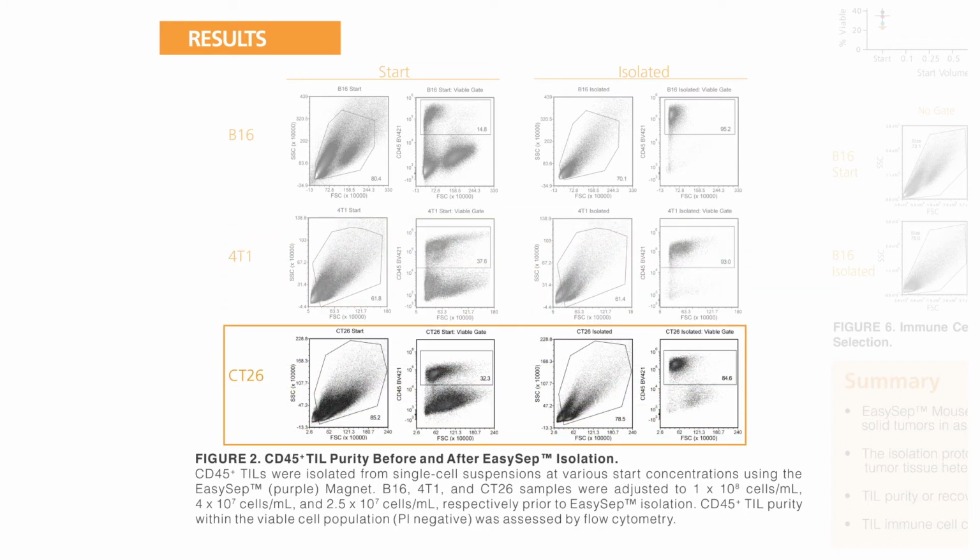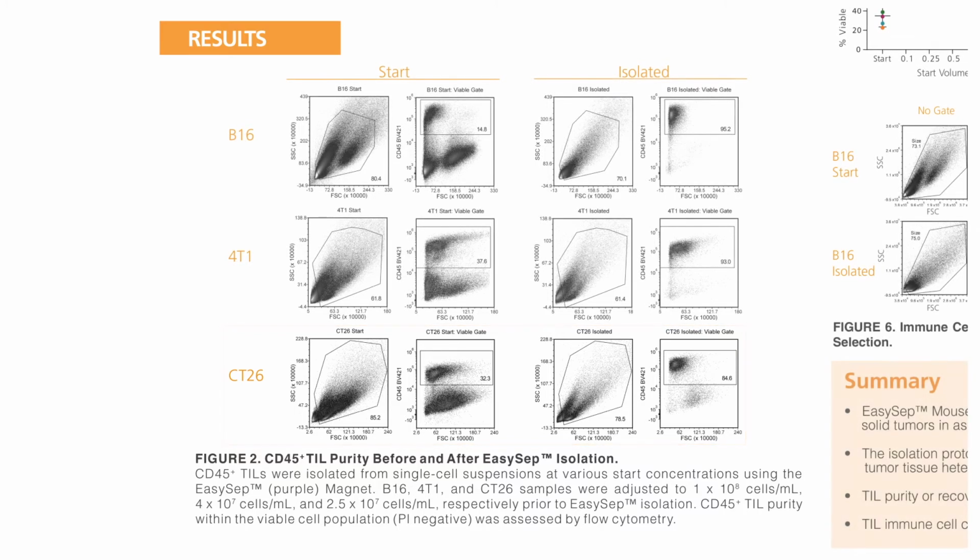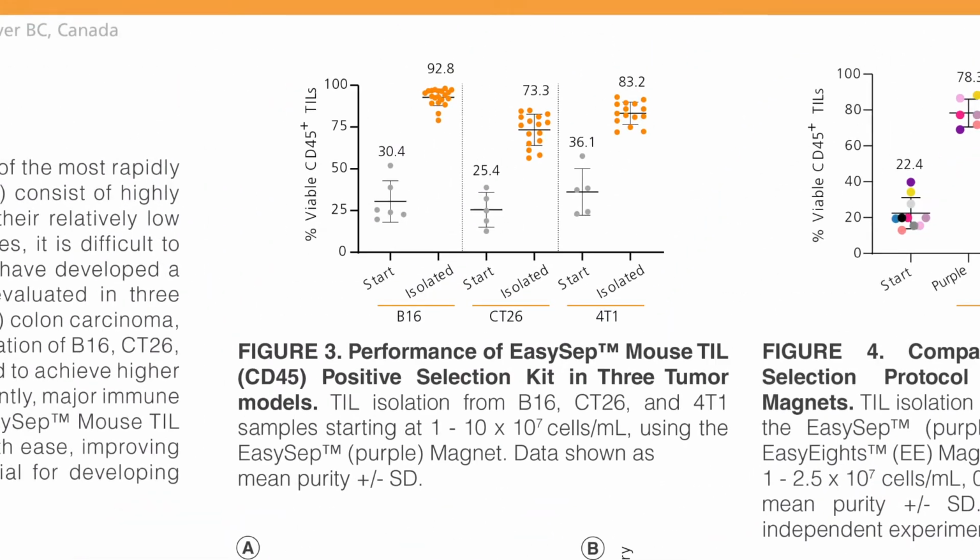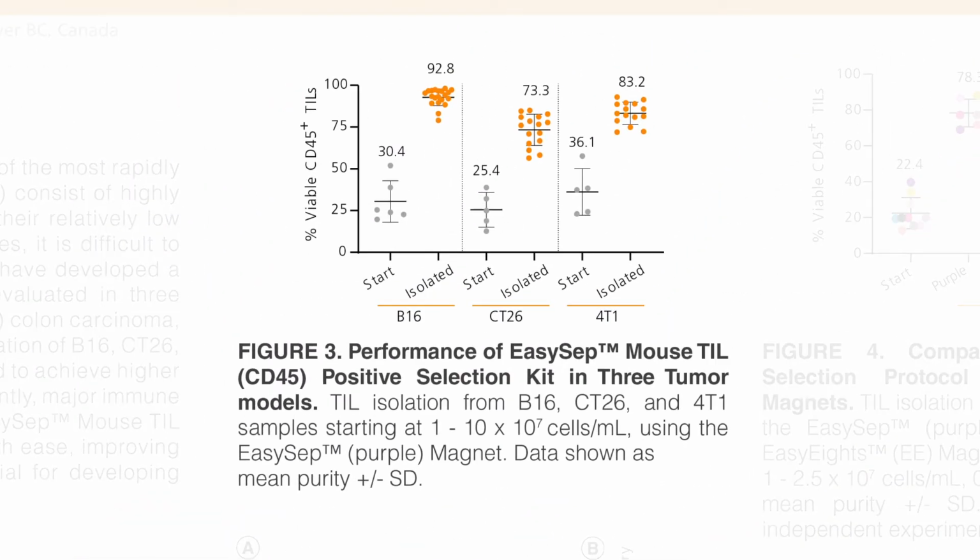In the third row, we have data from CT26 tumor, starting at 25 million cells per mL. The purities of the start and final isolated fractions are 32.3% and 84.6% respectively. Figure 3 summarizes the performance across multiple experiments. Overall, we observed consistent enrichment of TILs across all 3 models tested, achieving up to 98% in purity.